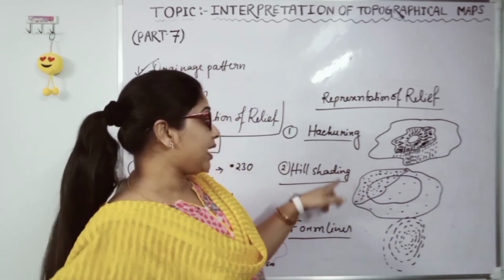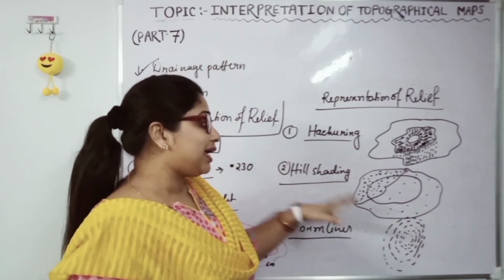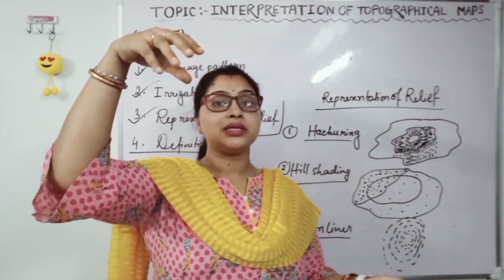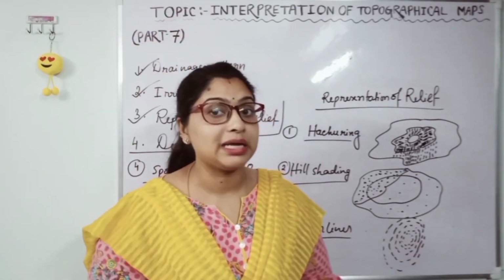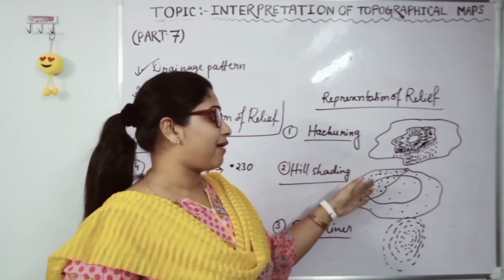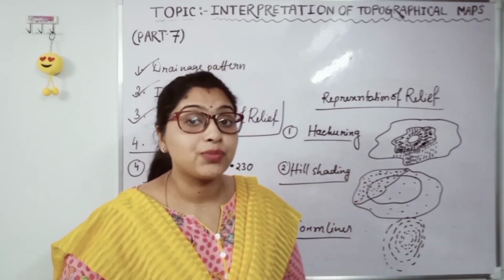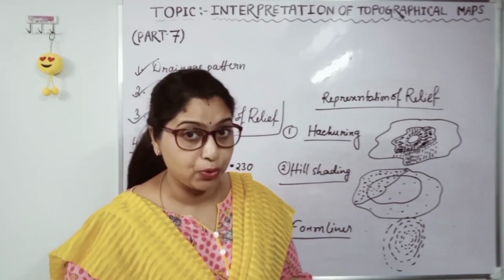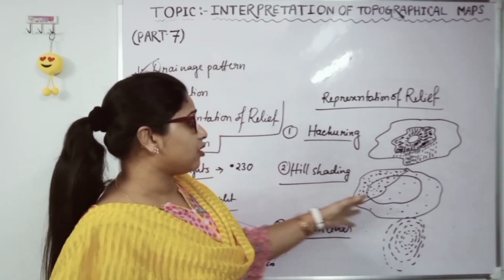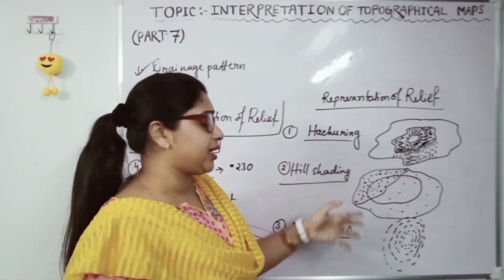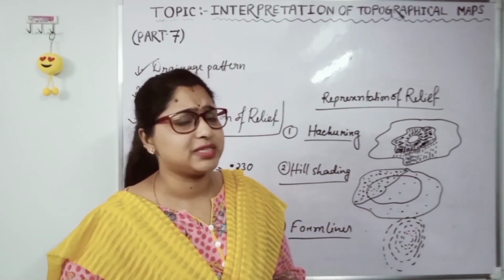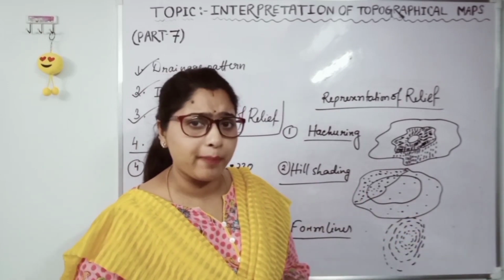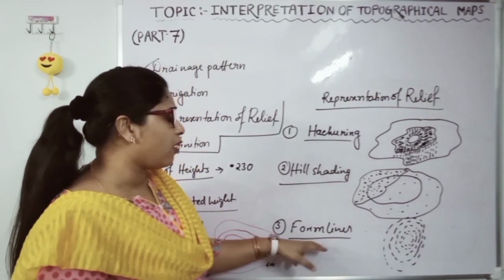Next, hill shading. In hill shading for high areas, some part has shade and some part gets light. The part with shade has a steep slope, and the part with light has a gentle slope. Hachuring and hill shading are not used in our current topo map.